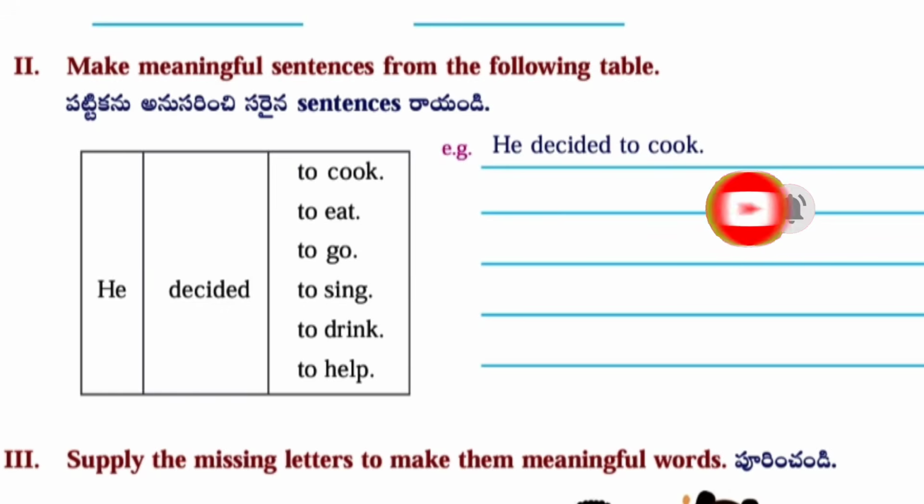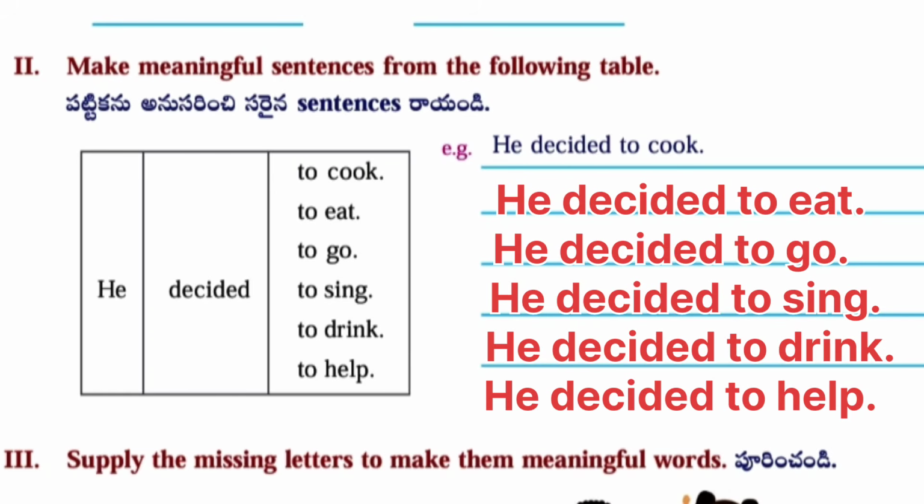Next one, make meaningful sentences from the following table. Here a table is given. He decided to cook, to eat, to go, to sing, to drink, to help. Now we have to form some sentences using 3 words. He decided to cook. He decided to eat. He decided to go. He decided to sing. He decided to drink. And he decided to help.